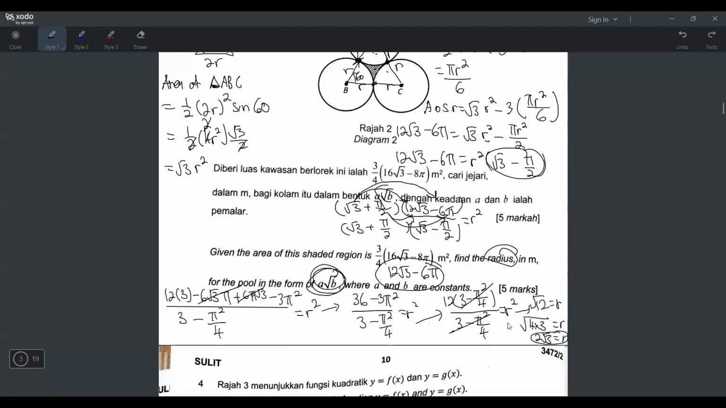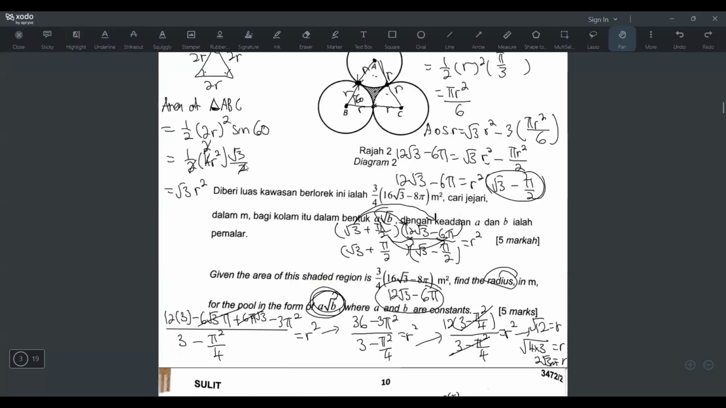2 square root 3 meter. Everything is in meter, so this one I will write meter. Okay, so that's all. That's your answer. Hope you understand.